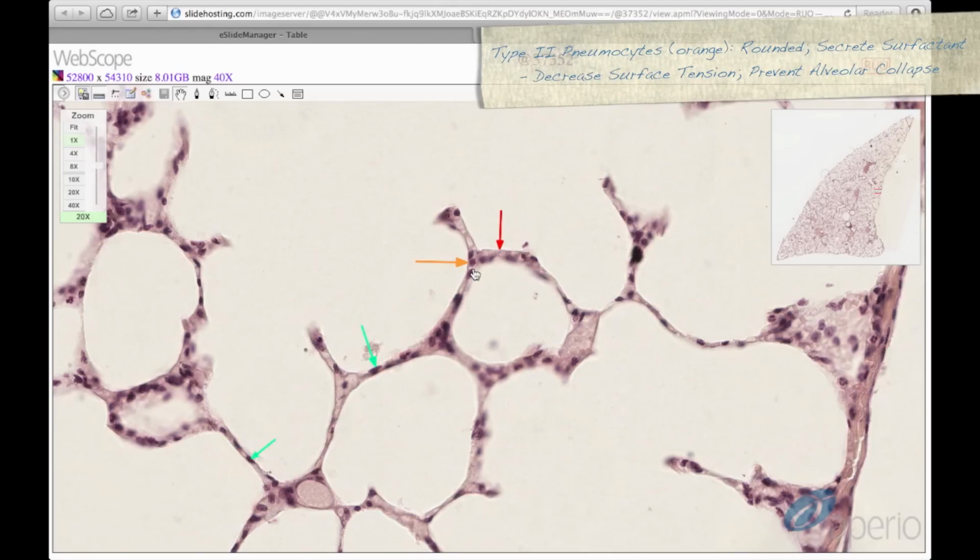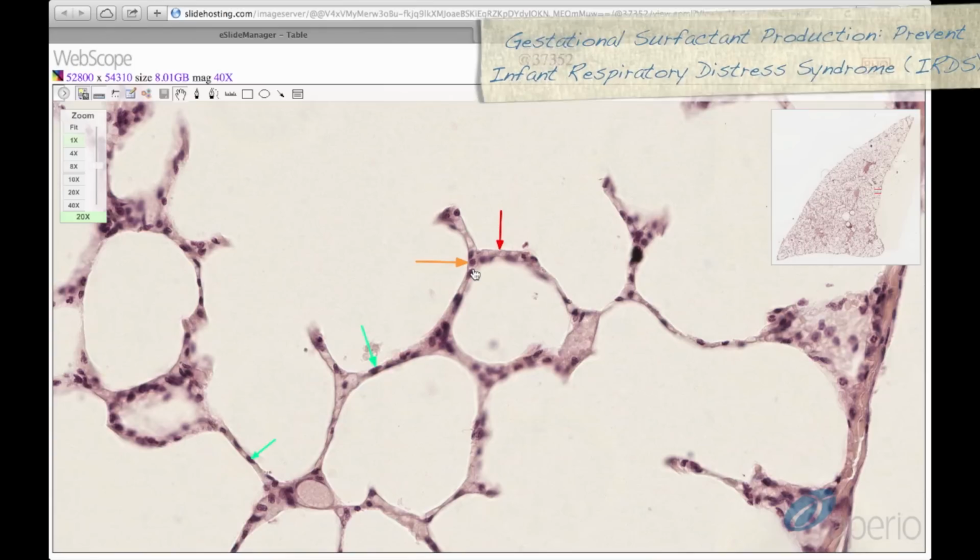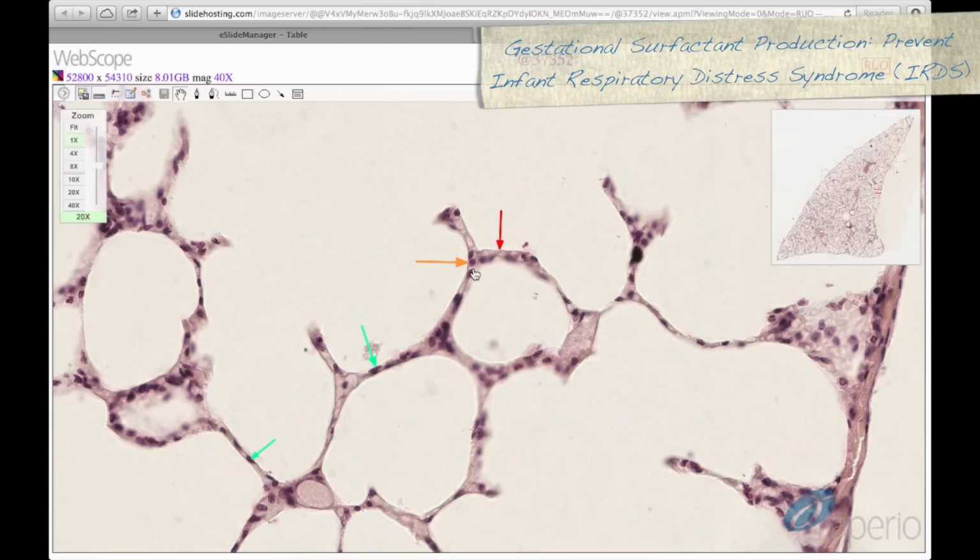Their primary function is to produce and secrete surfactant, which decreases surface tension, thereby preventing the collapse and adhesion of alveoli. Surfactant production during gestation is extremely important for normal breathing post-parturition. The presence of surfactant helps prevent infant respiratory distress syndrome, which is caused by decreased or absent production of surfactant.